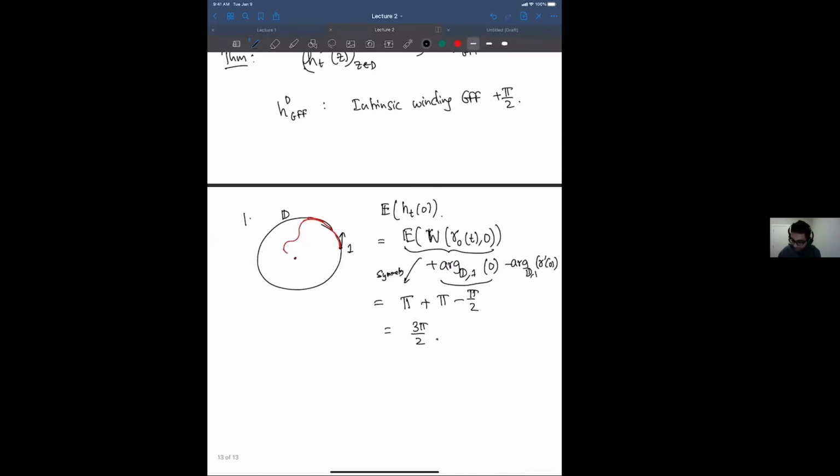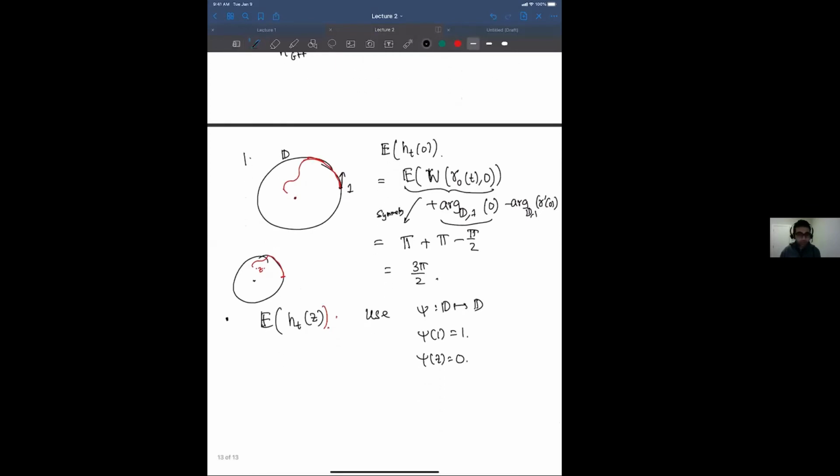And the next simplest thing that one can ask is what is the expectation at a point which is not 0. So let's now imagine that you have a point Z and you have truncated things off. Now the idea is to use a Mobius map, which maps from D to D, where psi(1) is 1 and psi(Z) is 0. This is a very explicit Mobius map. You can even write things down, and use the change in winding formula.